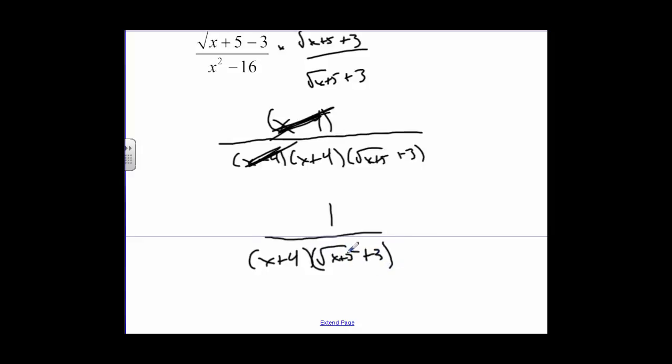You could distribute it if you want, but I don't see much value in distributing it because distributing won't cause anything to cancel. So you may as well leave it here. The whole point, though, is can you catch how that canceled?